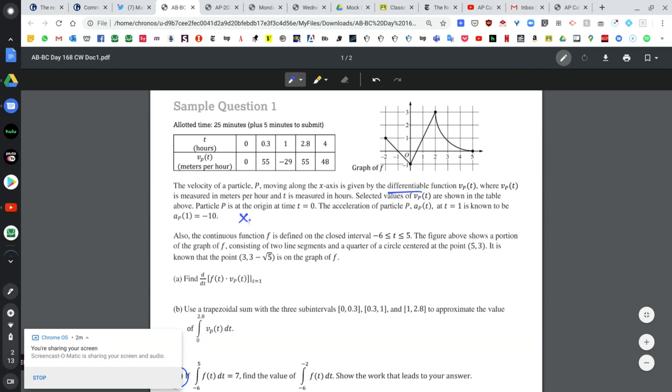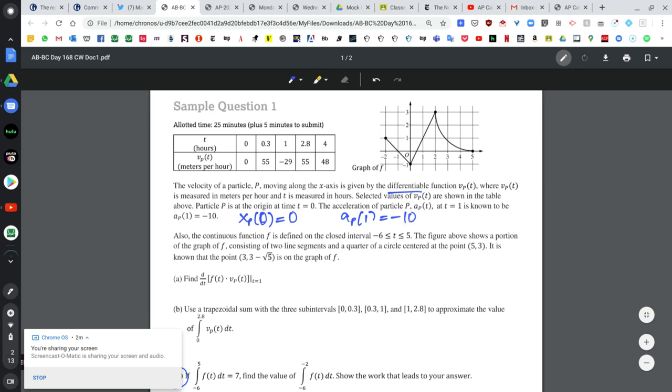So I can write x sub p, so I'm using their notation of t, but it's at time equal to 0. So we can say at 0 it is at the origin. And it also says the acceleration of the particle at 1 is negative 10.